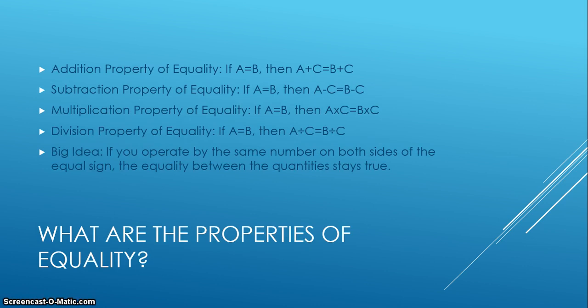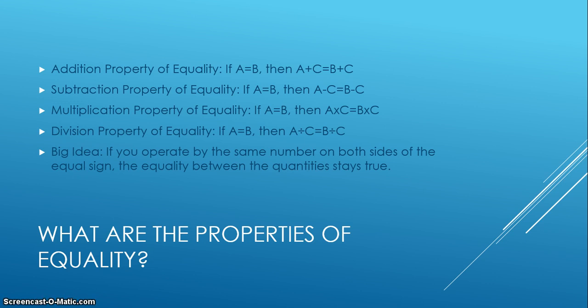So what are the properties of equality? Well, the addition property of equality says if two numbers equal each other and we add the same number to both sides, the equality doesn't change. The subtraction property of equality says if two numbers equal each other and we subtract the same number from both sides, the equality doesn't change.